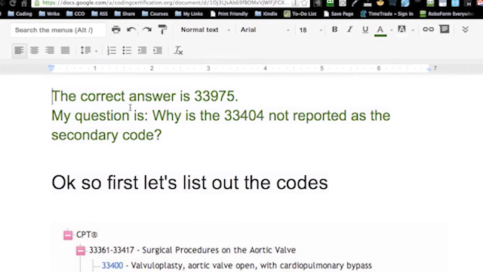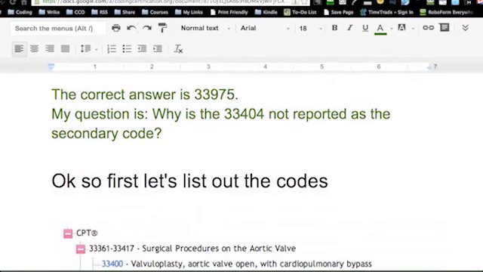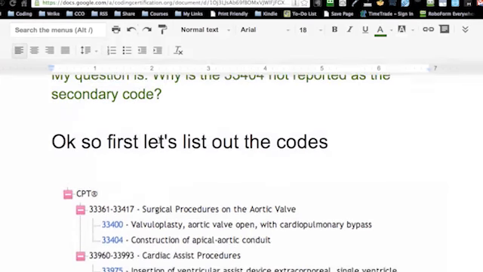Okay, so the answer is the 33975, and just to review the ABCD answers here, so it was answer B. And the person went on to say, why is 33404 not reported as a secondary code? So this is how you would do research. And once you get certified and all of that's over, being a good coder is being resourceful. You can look up anything, you can figure out anything, and that's a big part of what I try and teach people, how to do it themselves.